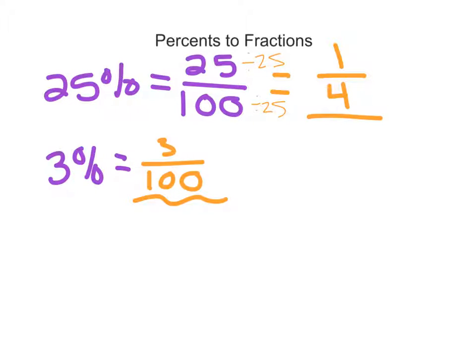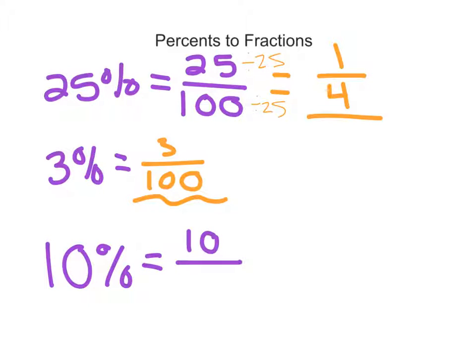We'll do one more example of this. 10%. Again, we take our number and place it over 100. We see that we can simplify this fraction because they have a common factor, which is 10. So we'll divide both the numerator and the denominator by 10. 10 divided by 10 is 1, and 100 divided by 10 is 10. So 10% as a fraction in the simplest form would be 1/10.